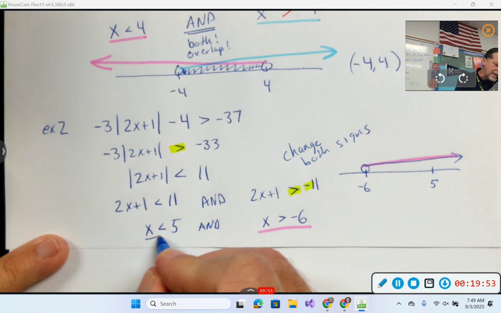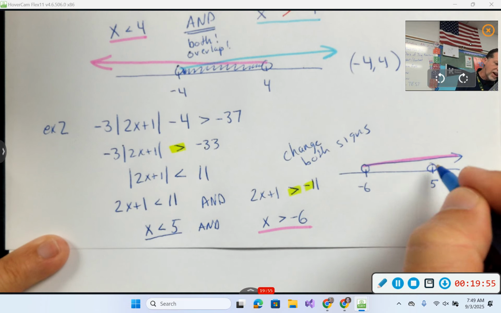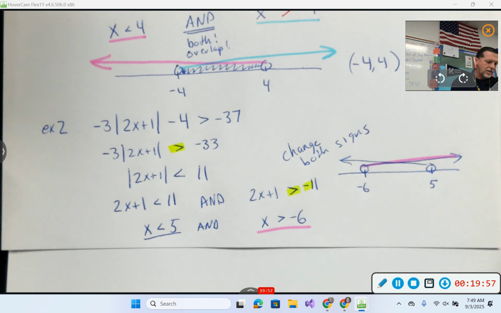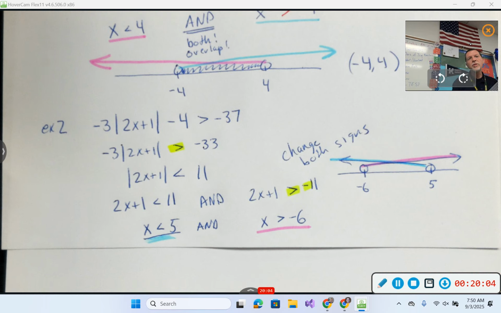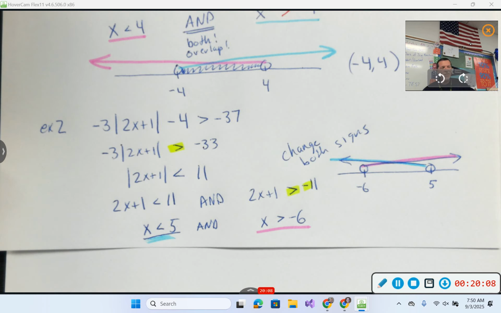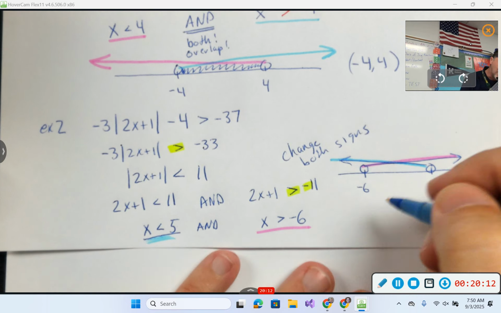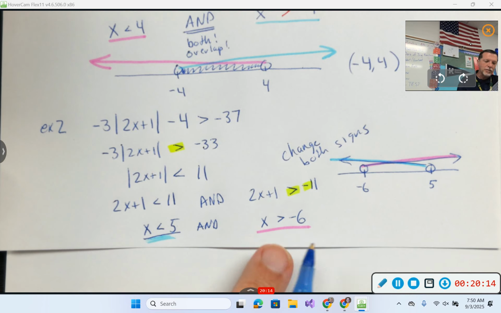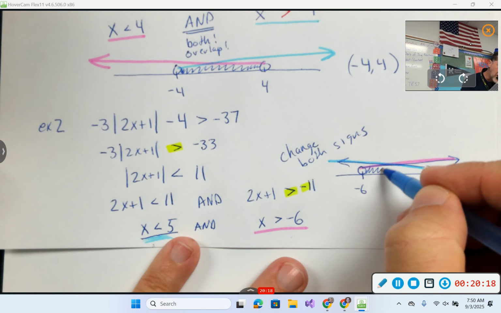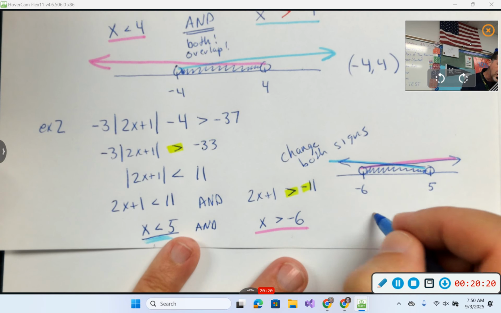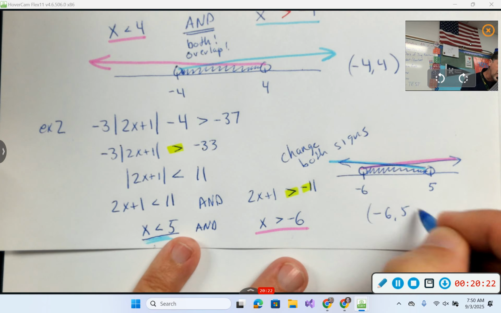And then less than 5, so I start at 5, and I want less than 5. Most people don't end up doing the color coding silliness, but other people use the colors the whole year and even on the test. And if you need to, that's fine. If it helps you see that I'm looking for where the pink and the blue solutions are, well, pink and blue happens right there from -6 to 5.